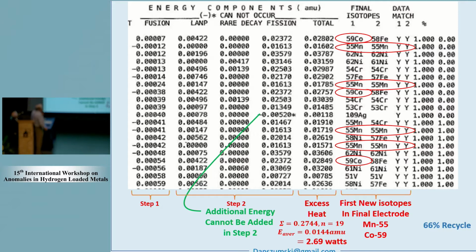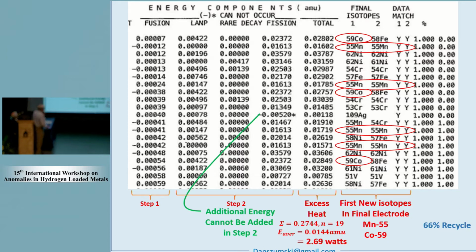But the thing I want you to notice here, because it's very important, is see all of these isotopes that are already in Miley's electrode that are being created in this process? There's a lot of recycle. And what I'm seeing at the beginning of this particular simulation is a recycle rate of about 66%. That changes as you go through it. But there's an enormous amount of recycle back into the materials that were originally in Miley's electrode.